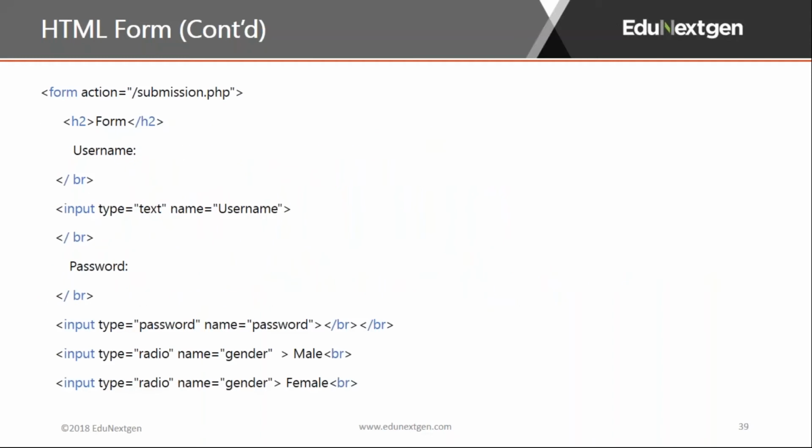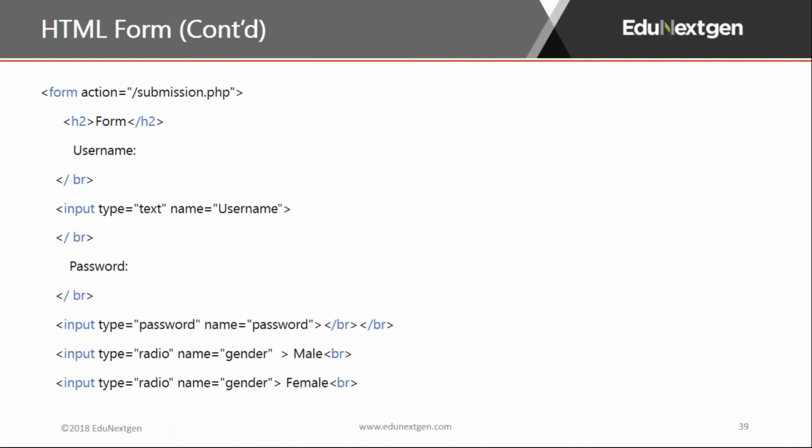We can see here we are making a form. The form action is submission.php, and then we are giving a username, and the input type is equal to text. This is an input control. Then the password, input type is equal to password, and for the radio button, we see that input type is equal to radio. A password is a text or a number which is not going to be displayed. It hides the data with bullets or stars.